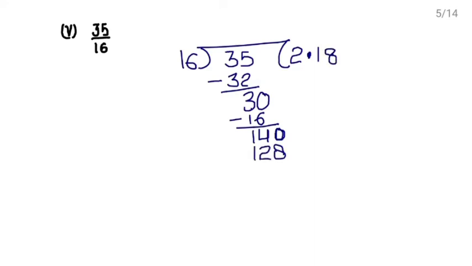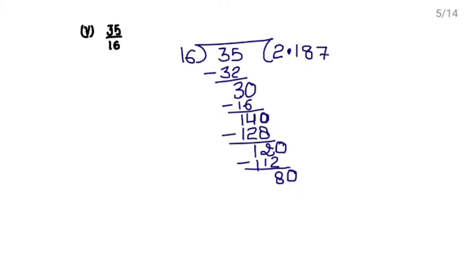128. Subtract it. 10 minus 8, 2. 3 minus 2, 1. You don't have any other digit, so you can take 0 because you have 0 as bonus. 16 7s are 112. Subtract. 10 minus 2 is 8 and 1 minus 1, 0. You don't have any other digit and you already have taken decimal, so you can put 0. 16 5s are 80. Subtract.